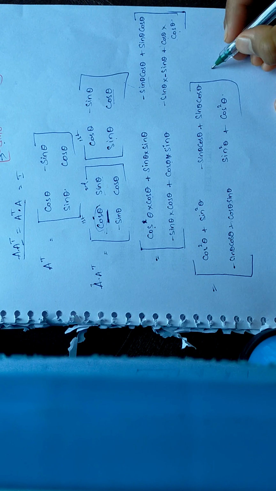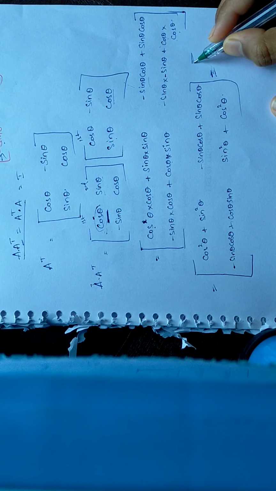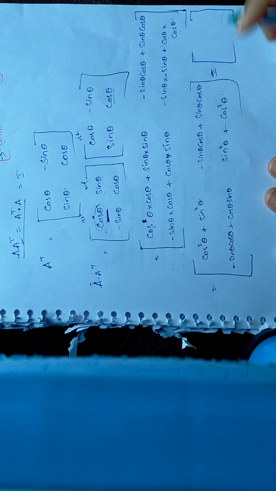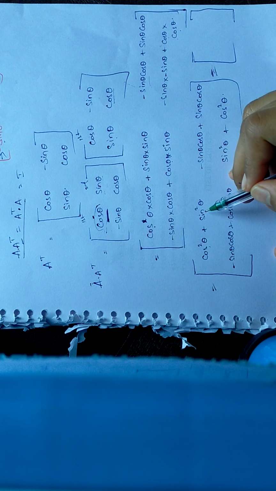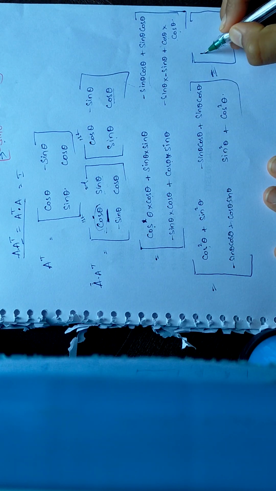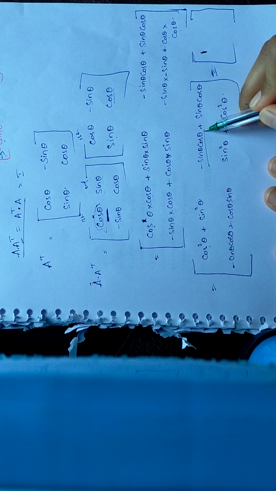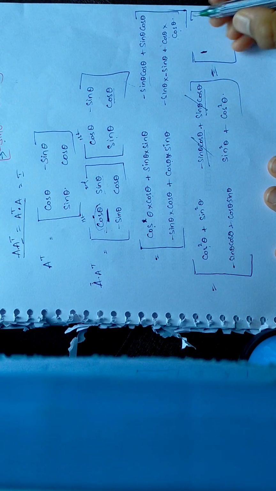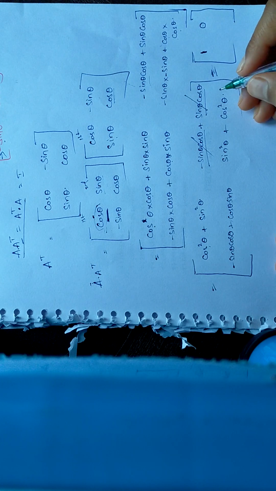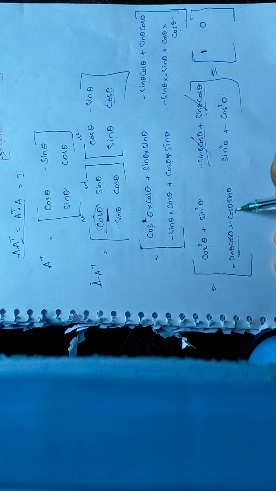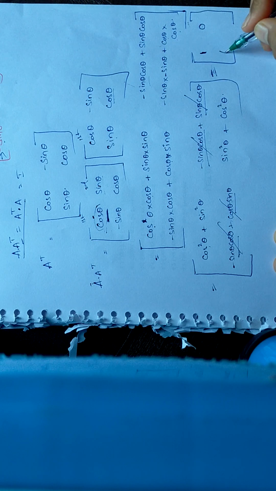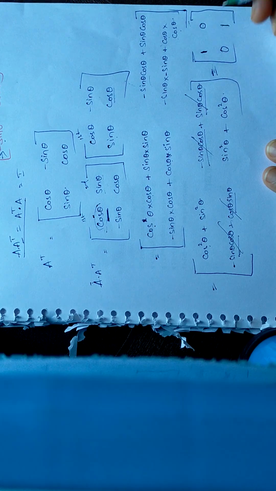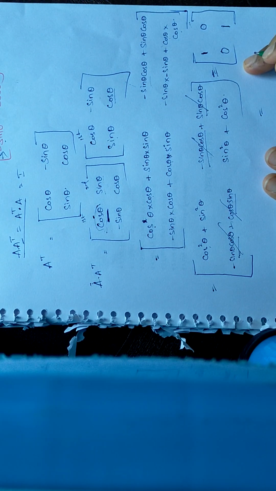Okay. Now what will be the result? We all know that according to trigonometric formulas, the value of cos square theta plus sin square theta is 1. So here minus sin theta cos theta plus sin theta cos theta, minus and plus, we can cancel off. 0. Same here also. Minus sin theta cos theta plus sin theta cos theta cancel. 0. Again here the same formula, sin square theta plus cos square theta is 1.